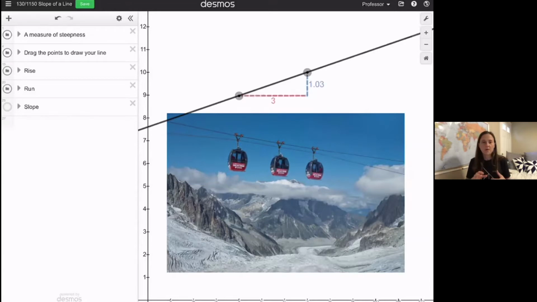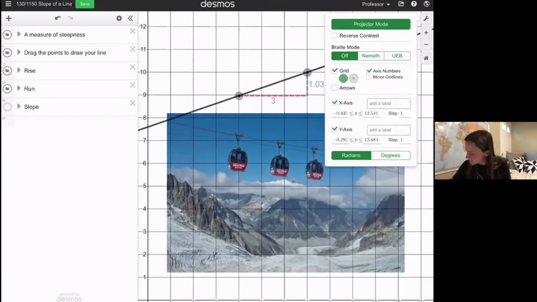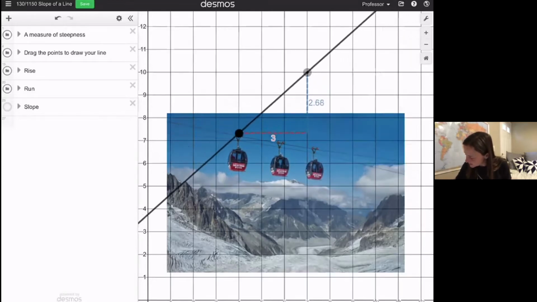Okay, so from one point to the next, how far do you have to run, meaning horizontal, and how far do you have to rise, meaning up or down, to get to the next point on the line. And I'm going to try to drag this on top of the gondola line. And let me turn on the grid here so we can see this. Okay, so I'm going to drag this point down here so it looks like it's going through that gondola spot.